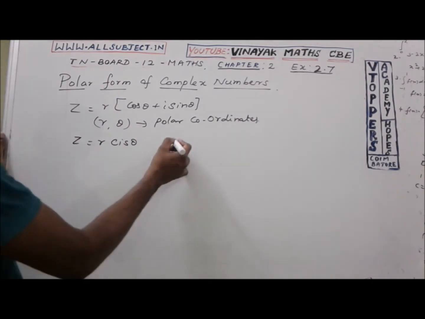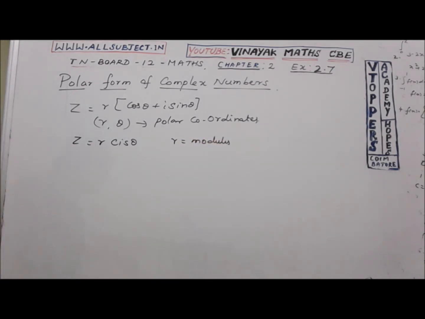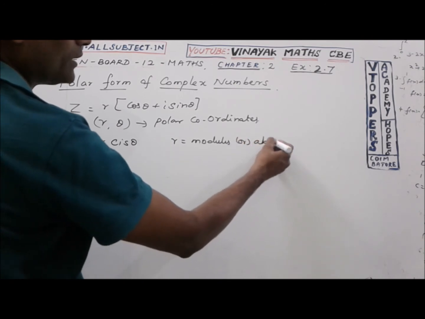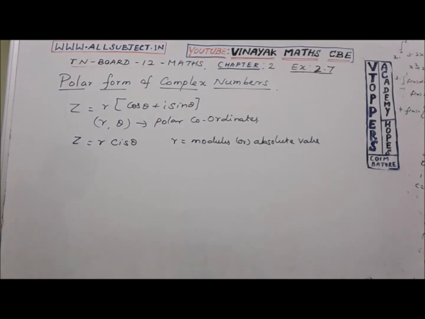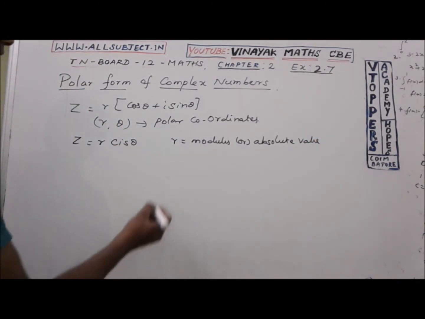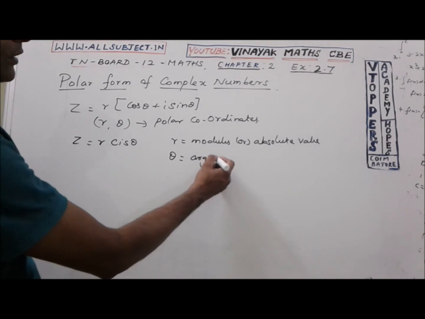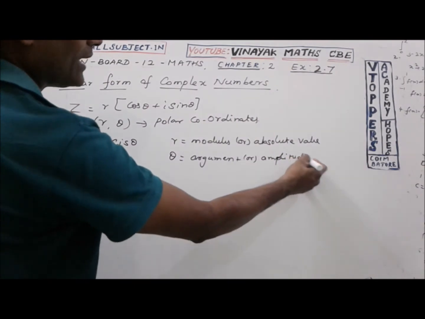Here r is known as the modulus of the complex number. Modulus means the length, the distance from the origin to the complex number. It is also known as the absolute value. Absolute value is also known as modulus. So the absolute value or modulus of a complex number is r. And theta is known as the amplitude or argument.